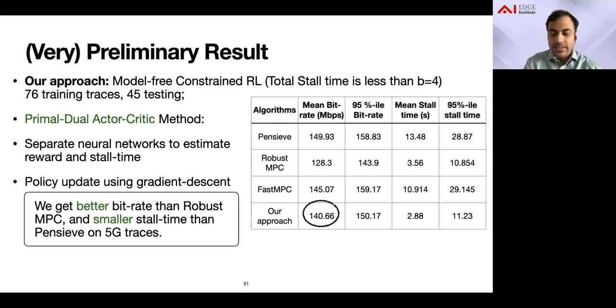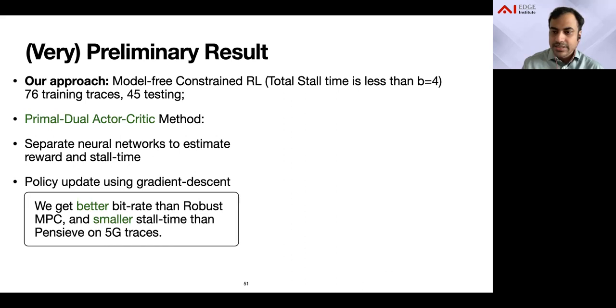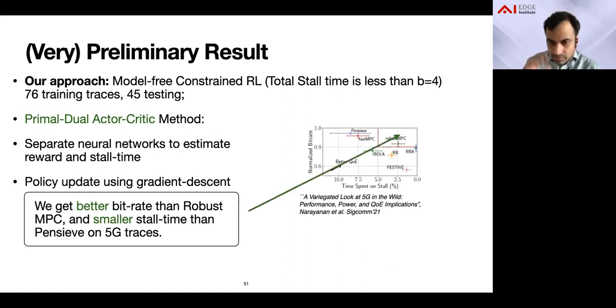So we are getting a better result compared to the robust MPC if you compare it in terms of mean bit rate, and we are getting a better stall time. I mean, lower stall time compared to Pensieve. Even the stall time is smaller compared to the robust MPC, at least the mean stall time, not the 95%. So if you see this curve, we are right there. We are right in this right-hand side upper corner. We are in this box, and we are doing better in terms of bit rate, at least than the robust MPC.